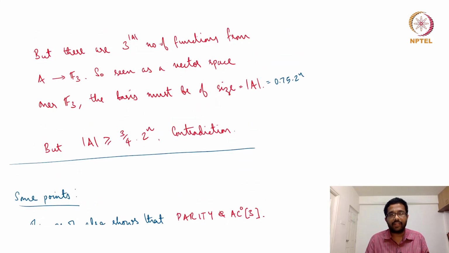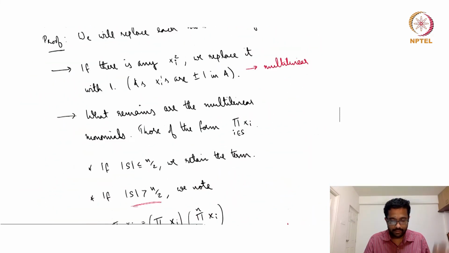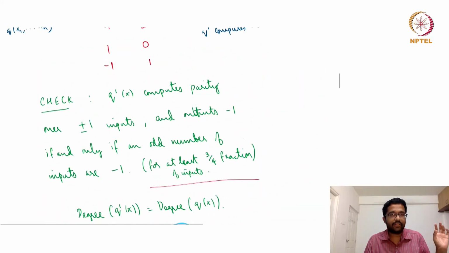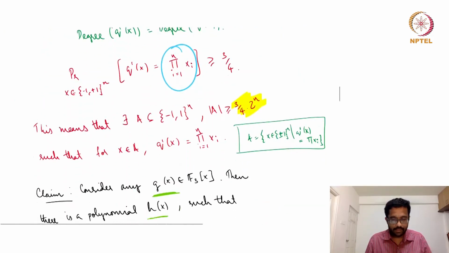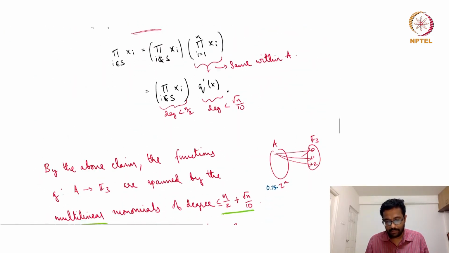So we cannot have a degree square root n divided by 10 polynomial approximating or even computing parity. In fact, in the last lecture we saw that epsilon approximation, or 1/4 approximation, leads to a concrete polynomial that agrees with parity on 75% of the inputs, and that is not possible, and it completes the proof.